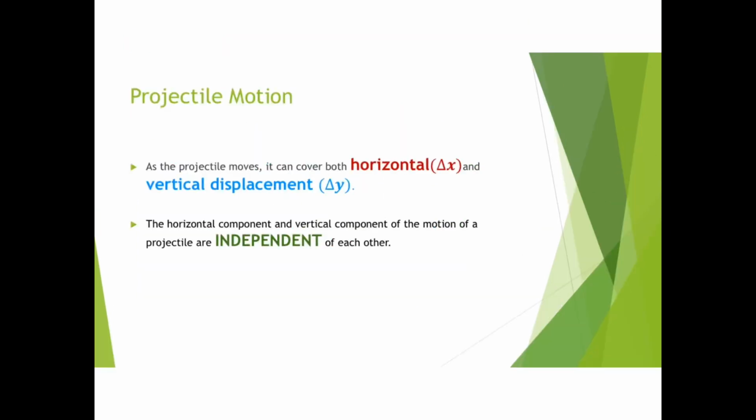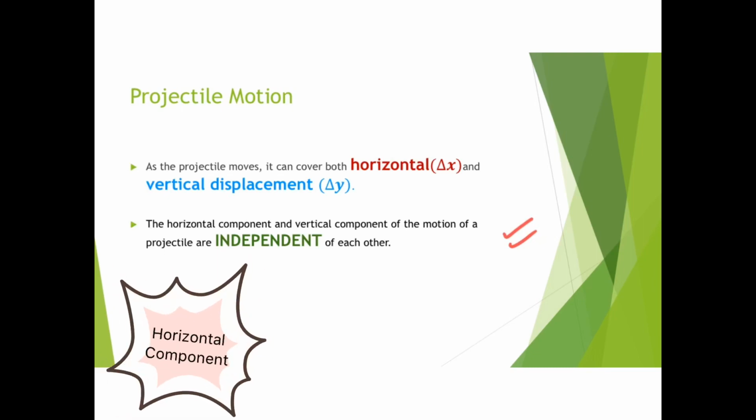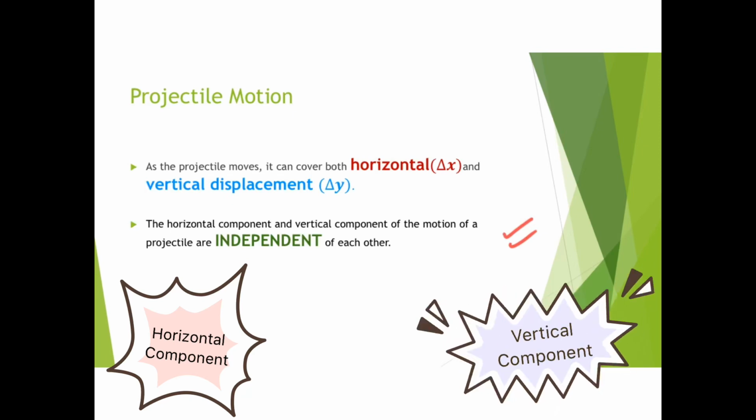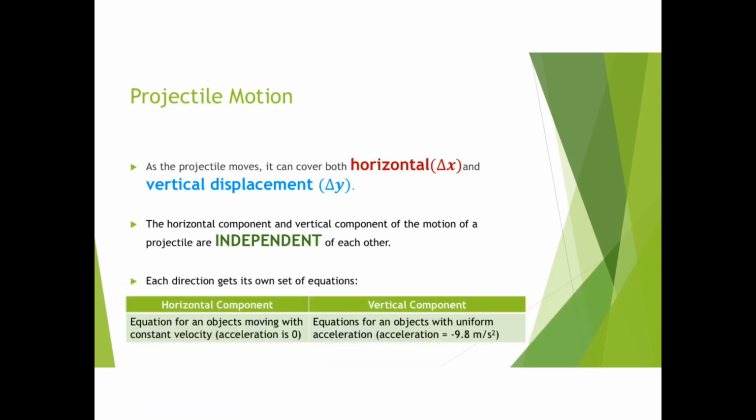This means then that projectile motion has two components: the horizontal component, which corresponds to the projectile moving forward, and the vertical component, which corresponds to the projectile falling. These two components are independent of each other. It is very important to note that each direction, either vertical or horizontal, is governed by different sets of equations.